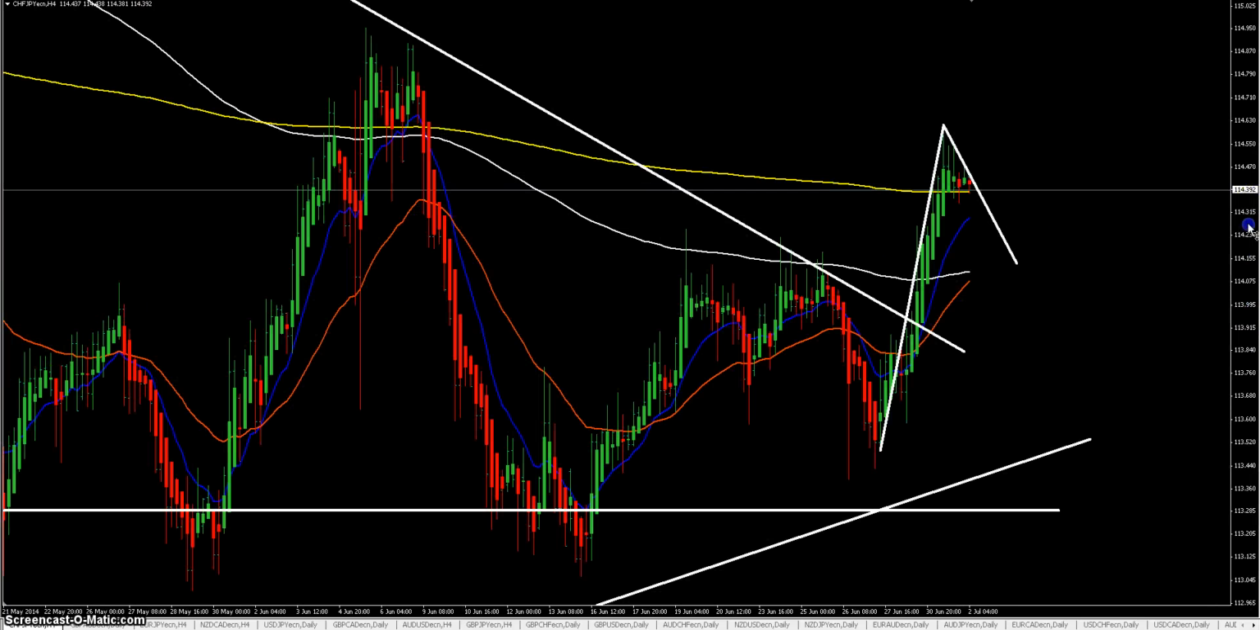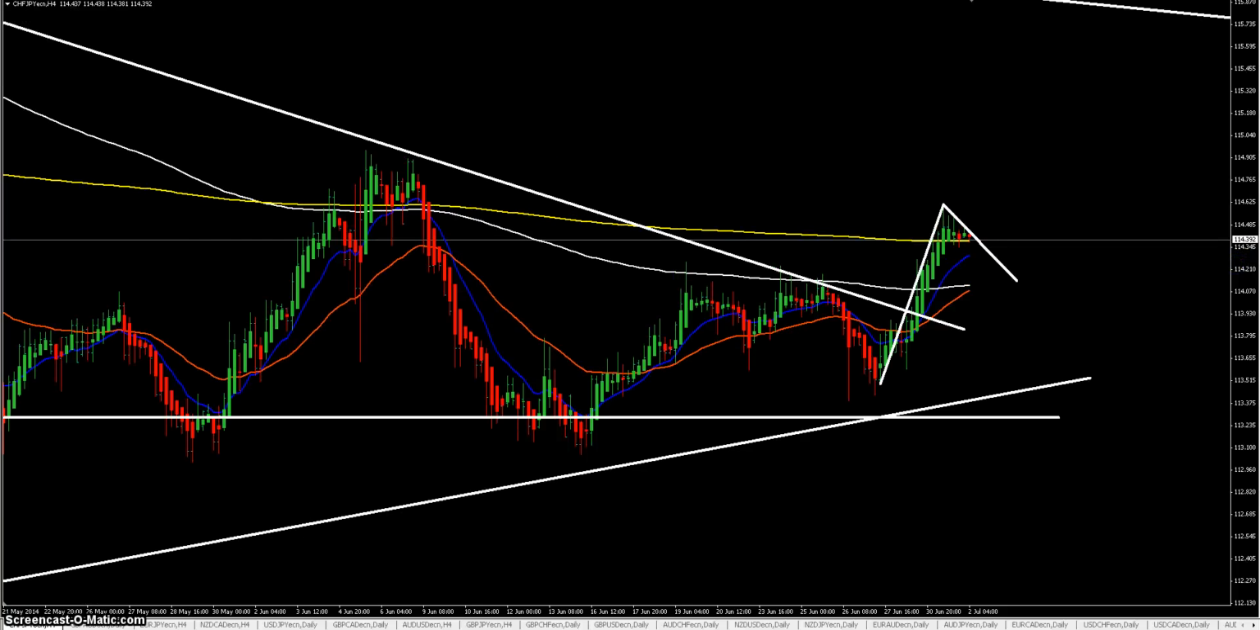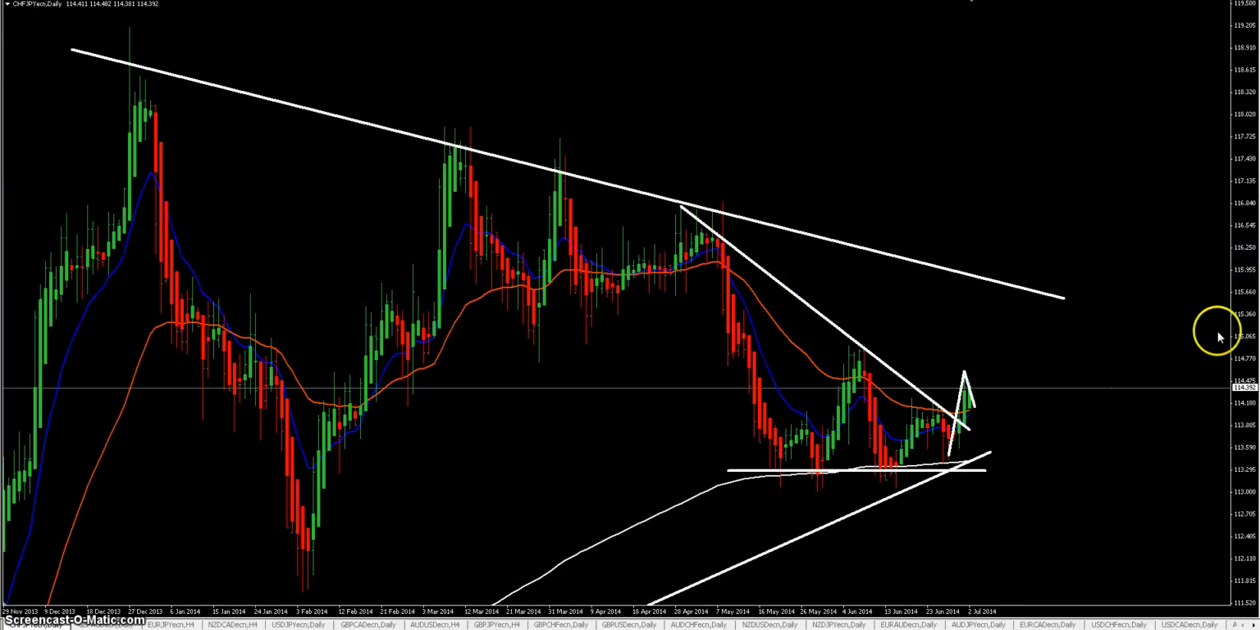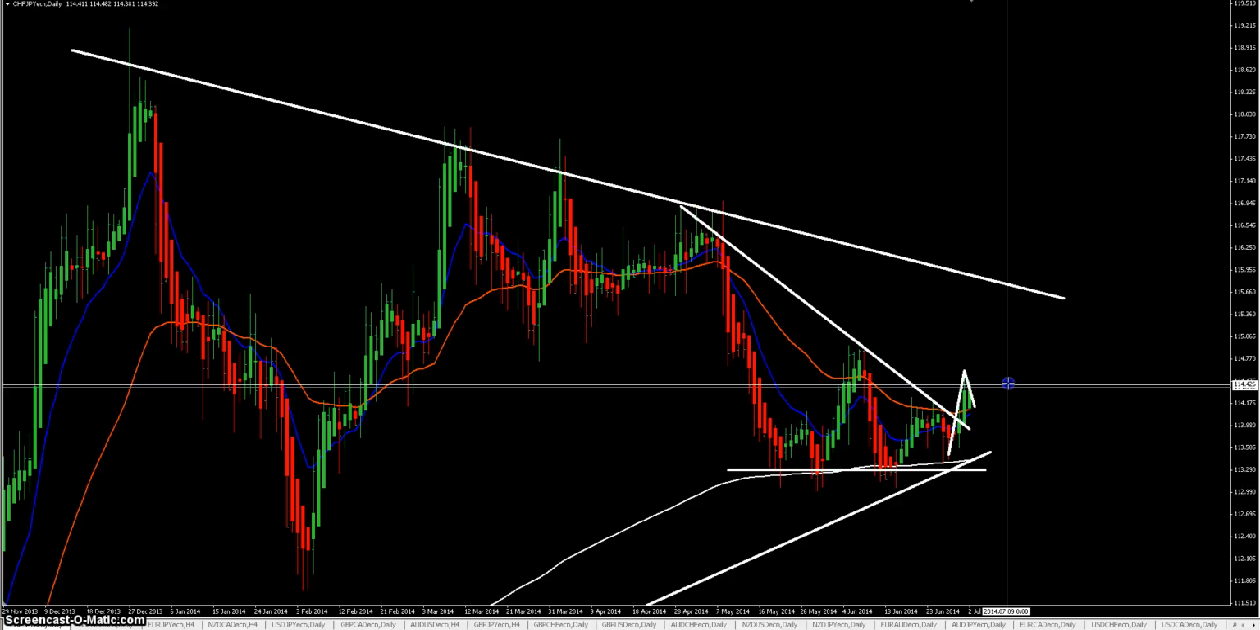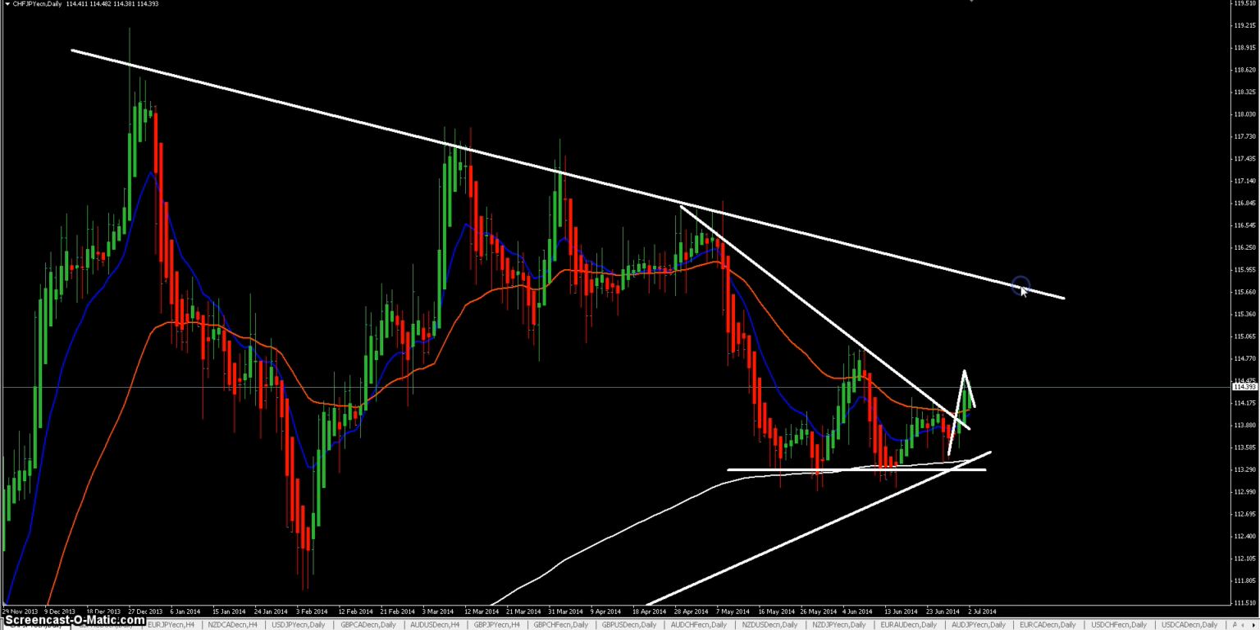One hour is not so good, so better four hourly. If you don't get the four hourly, then just wait for a daily setup and then target at 130 pips area.